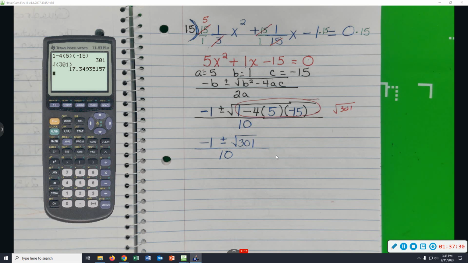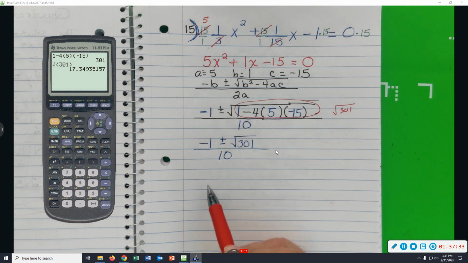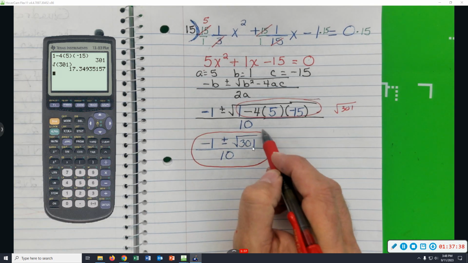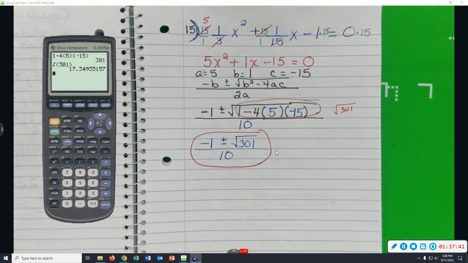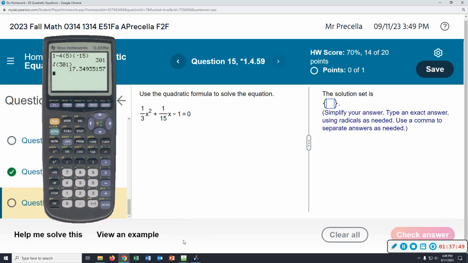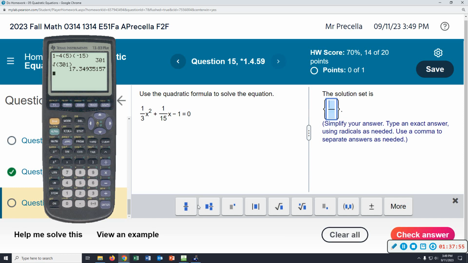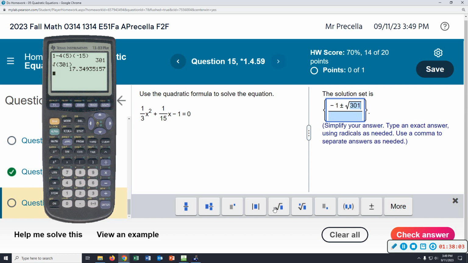And since it can't be reduced, are we going to split up or leave it as it is? Yep, leave it as it is because there's no i. When there's an i, that's when you split up. Any questions there? Okay, so big old fraction. Fraction bar, negative 1 plus minus the square root of 301. And I tab down or click down in the denominator and type a 10.